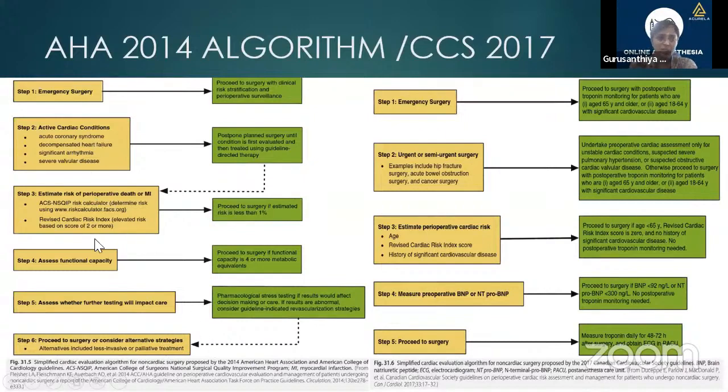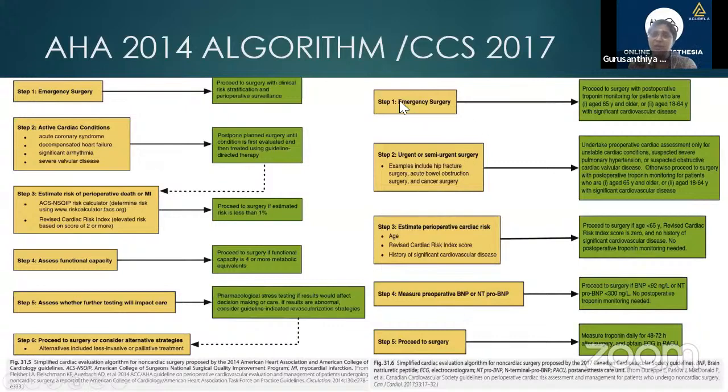So this is the AHA guidelines algorithm for non-cardiac surgery. And this is the Canadian Society guidelines. The Canadian Society guidelines do not actually believe in doing perioperative exercise stress testing, and they also consider the role of preoperative NT-proBNP and BNP.